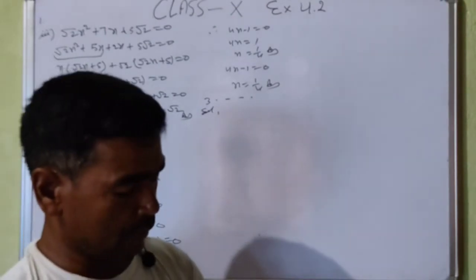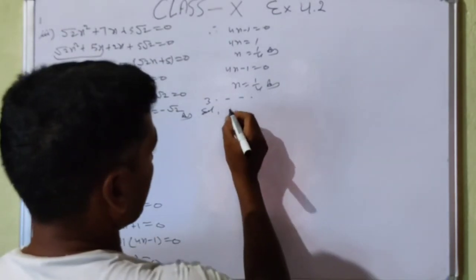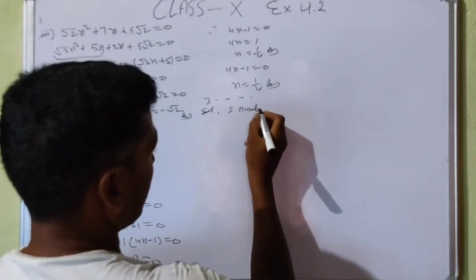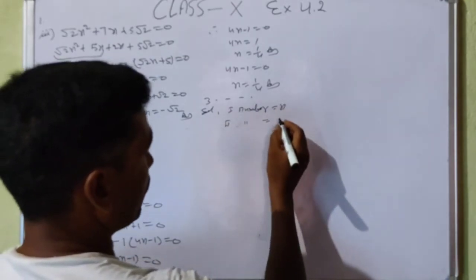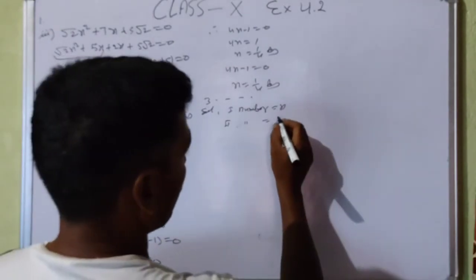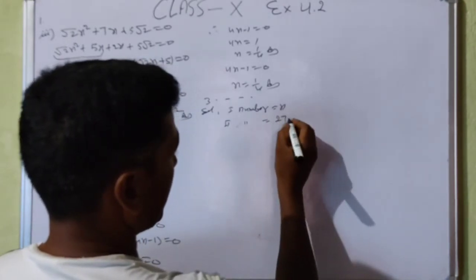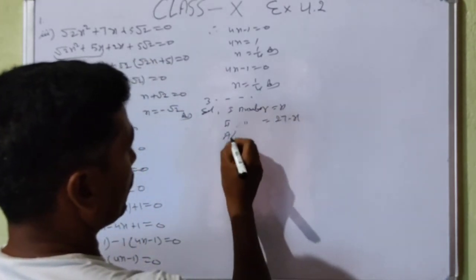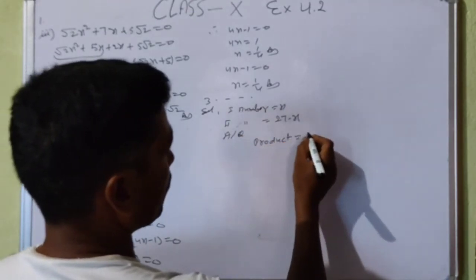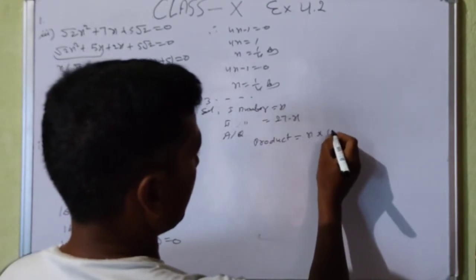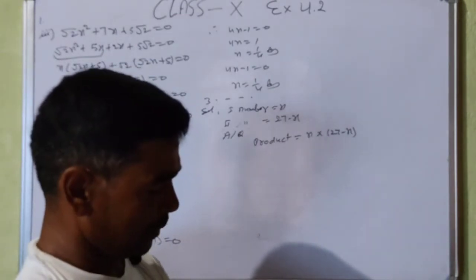is find the two numbers whose sum is 27 and the product is 182. So first number is equal to x, second number is equal to, that sum is 27, so 27 minus x. So according to the question, product is equal to x multiply 27 minus x, and then the product is given there. What is the product?